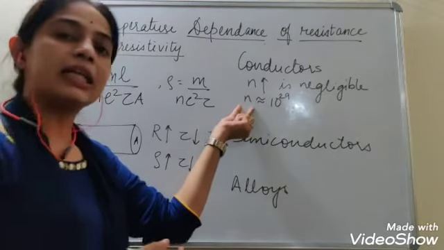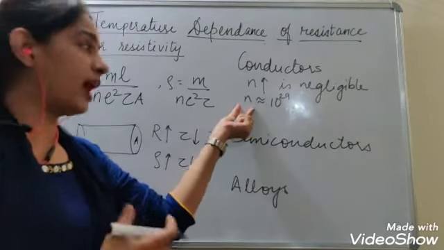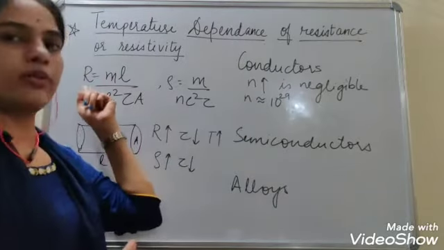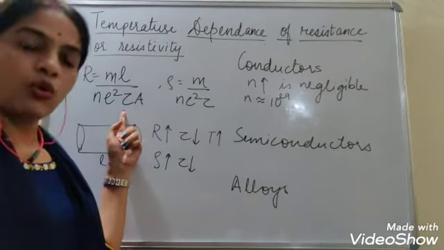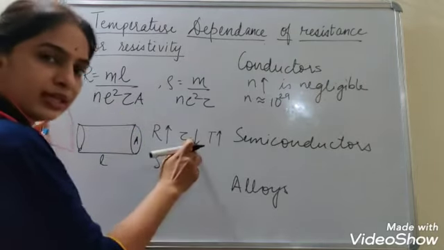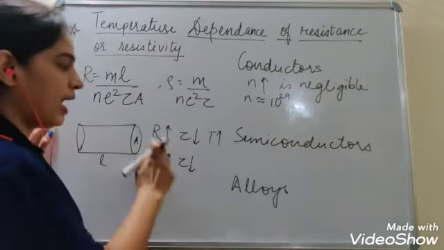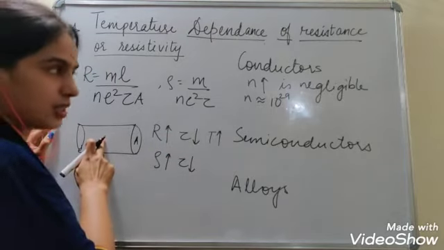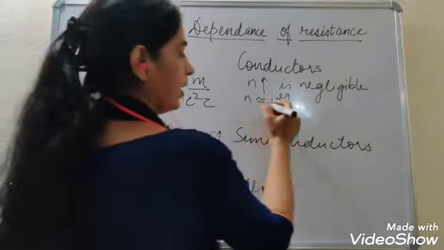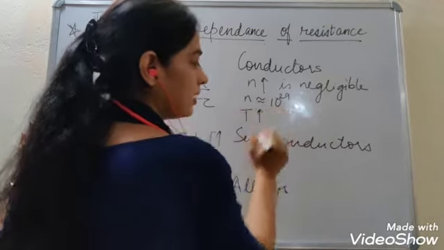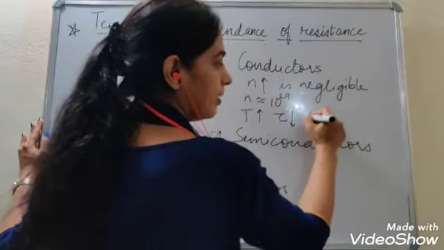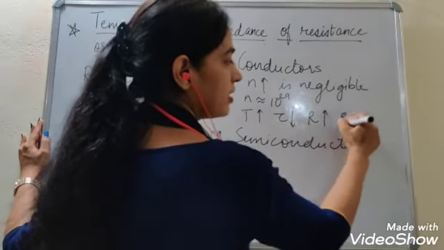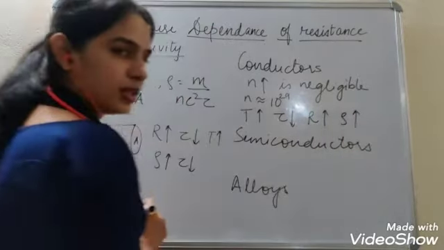That means increase in N will not have that much effect on resistance as decrease in tau will have. So finally, tau decreases for conductors and hence the resistance increases. So for good conductors, when you increase the temperature, the relaxation time decreases. That is why resistance increases and resistivity increases.